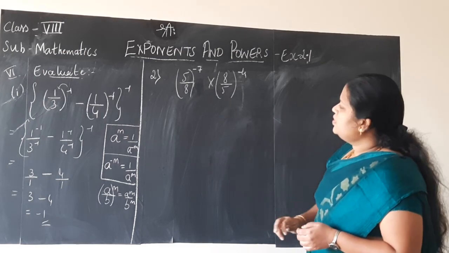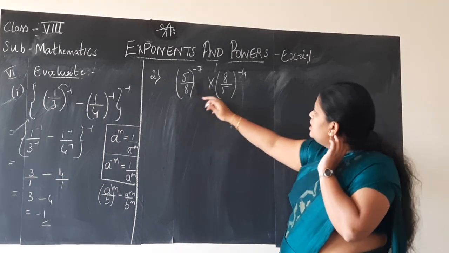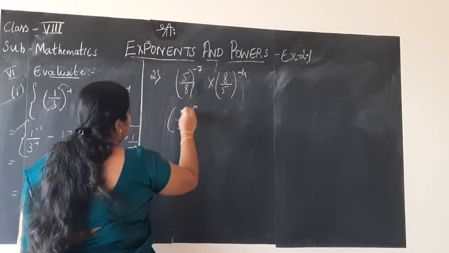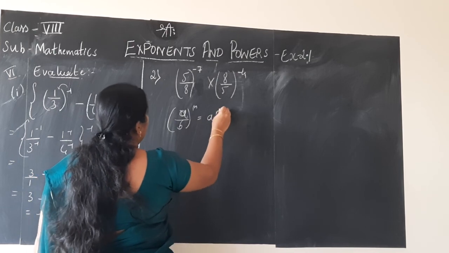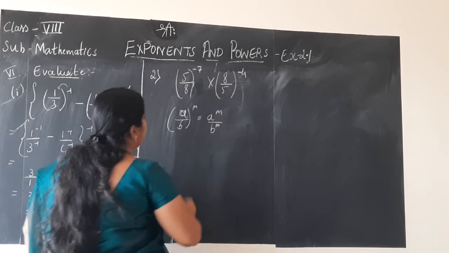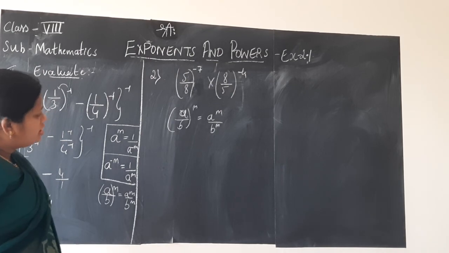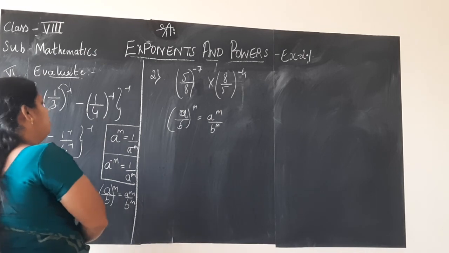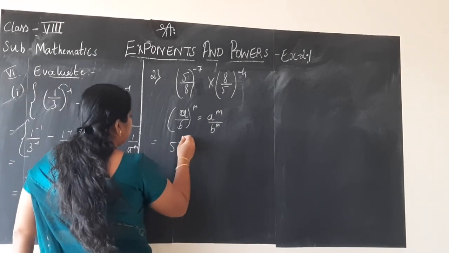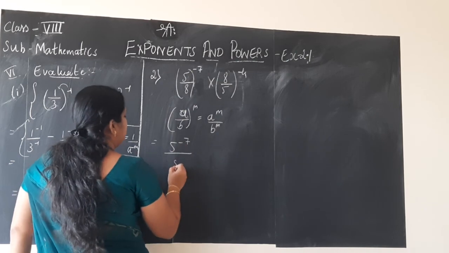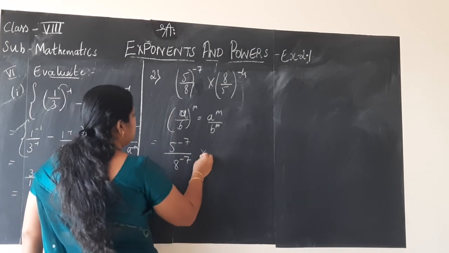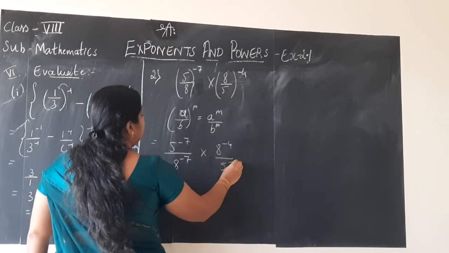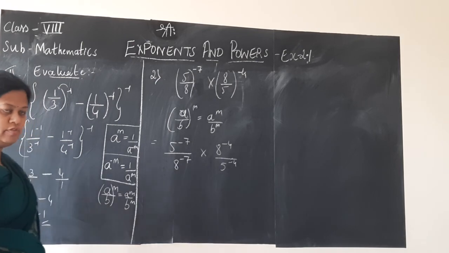Now, this second problem, if you observe, is of the form (a/b)^m, which is equal to a^m divided by b^m. Base values are different, exponents are the same. So, using this law of exponent, we will write it as 5^-7 divided by 8^-7, into, similarly by the same law, 8^-4 divided by 5^-4.